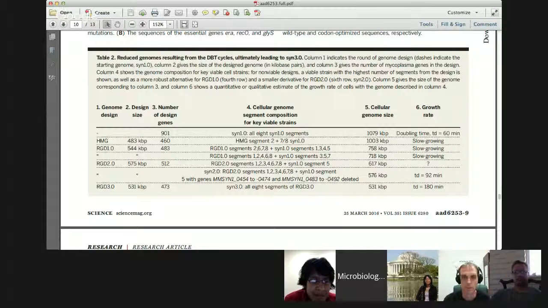And the outcome of it is a 531 kilobase pair genome with 473 genes. So we're going down by a little over half from the original. Here's the original with 901. The final minimal genome that they've put together is 473. And you can see you've gone down by about half in size too. Doubling time's a little bit longer, so it's 60 minutes for the original SYN1, and now we're at 180 minutes of doubling time for this final product. There is a lot, as you can see, that went on in between those.